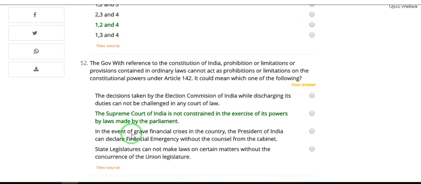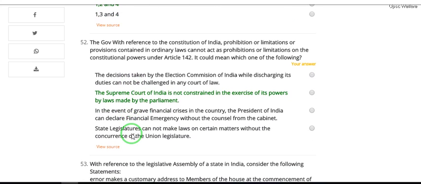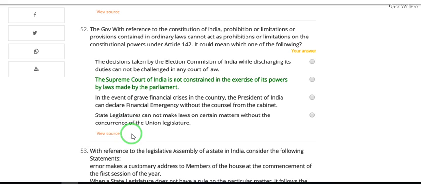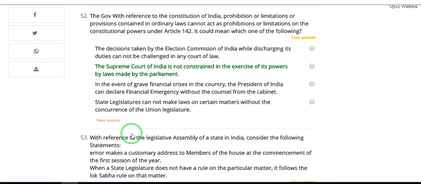Now question 52: with reference to the Constitution of India, the provision or limitation contained in ordinary laws can't act as a limitation on the constitutional power under Article 142. Which one of the following is correct? So definitely the Supreme Court of India is not constrained in exercising its power by a law made by Parliament. So it's going to be correct here.